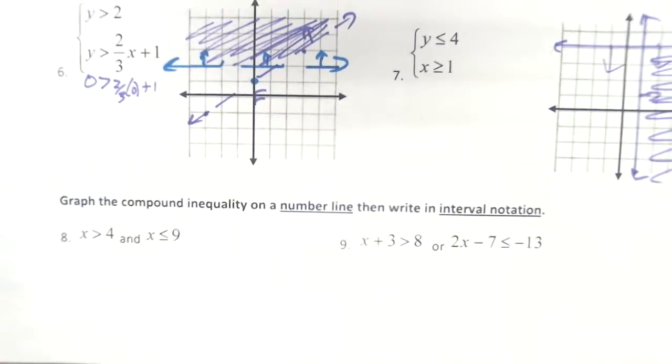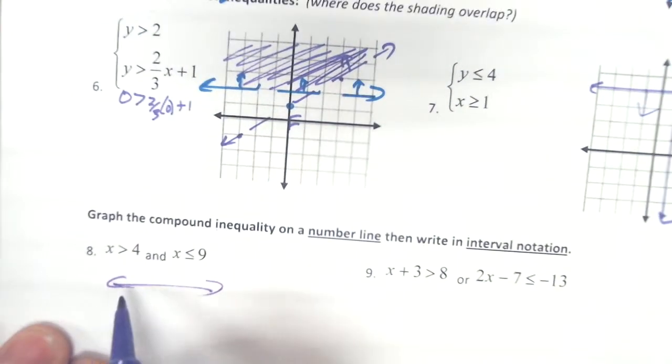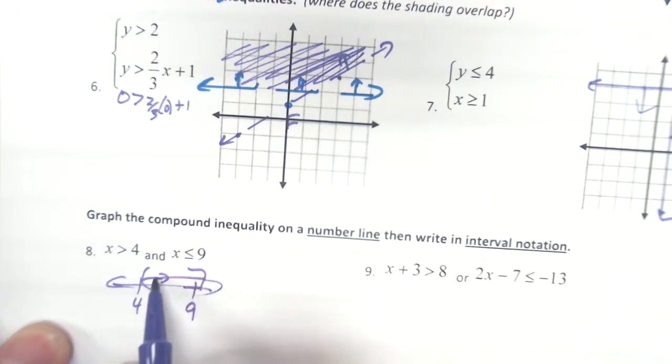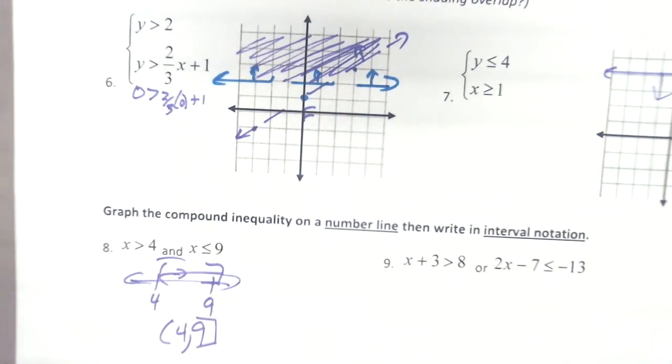On the bottom, we have graph the compound inequality on a number line, and then write the interval notation. If I have x is greater than 4, it would look like that. X is less than or equal to 9 would look like that. Since it's an and statement, it's what's between them, so I'm going to write it in interval notation as the non-inclusive 4 and the inclusive 9.